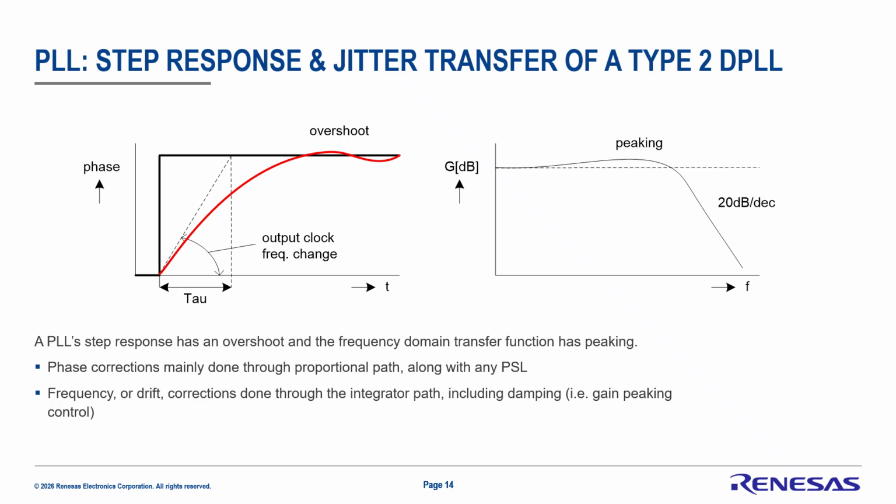The phase corrections are generally done through the proportional path of a phase lock loop filter, along with any other phase limiting. Whereas frequency or drift corrections will be done through the integrator path, including some sort of damping to minimize the gain peaking near the cutoff frequency.